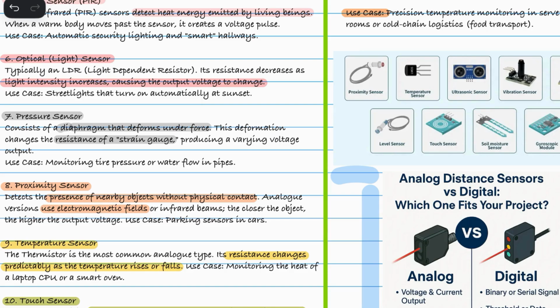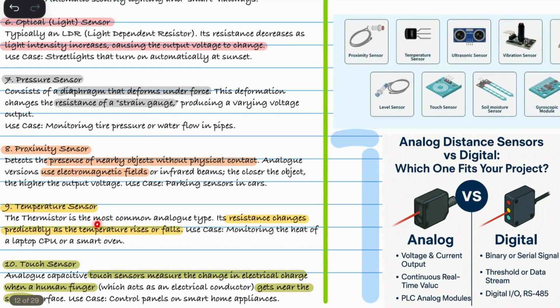Then we have the temperature sensor. It is the most common type of sensor, and its resistance changes predictably as the temperature rises or falls. So there is an internal electrical resistance that changes according to the ambient heat. For example, preventing a gaming laptop CPU from melting by tracking its thermal output in real time. That is where we use a temperature sensor, to make sure that things do not wear out because of rising temperature.